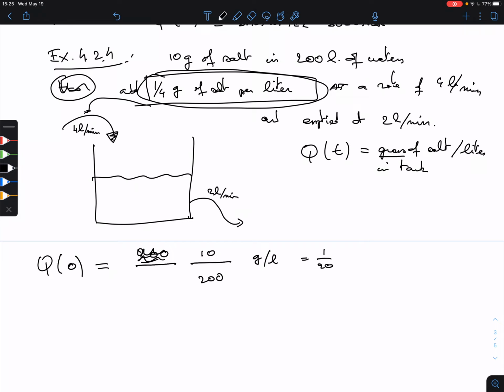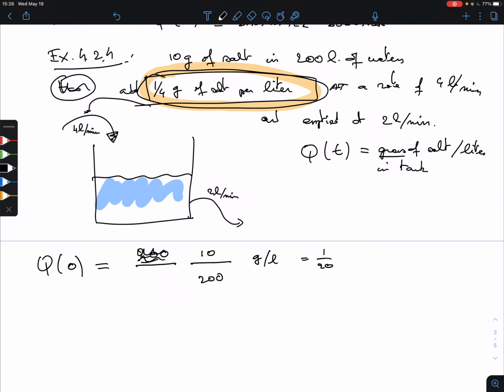Now ignoring units, I'm not going to write units anymore. But notice what we're adding. We're adding something that has a higher concentration. There is 1/4 instead of 1/20. So in other words, as we pour in this water, the solution in here will become more and more salty. Okay? And so the question now is, what is the salt content at any time?